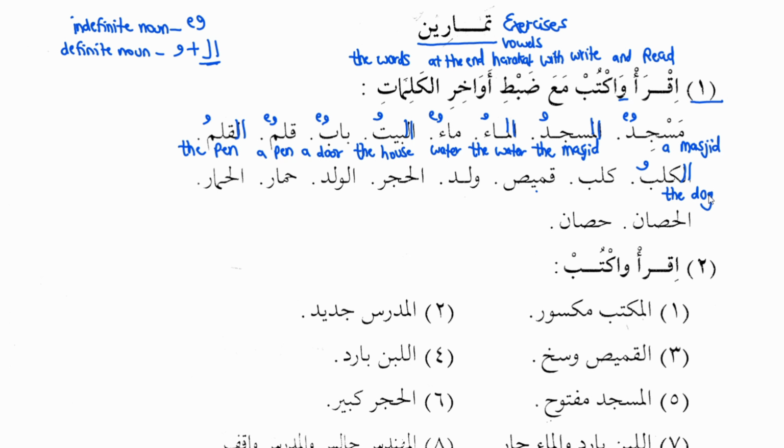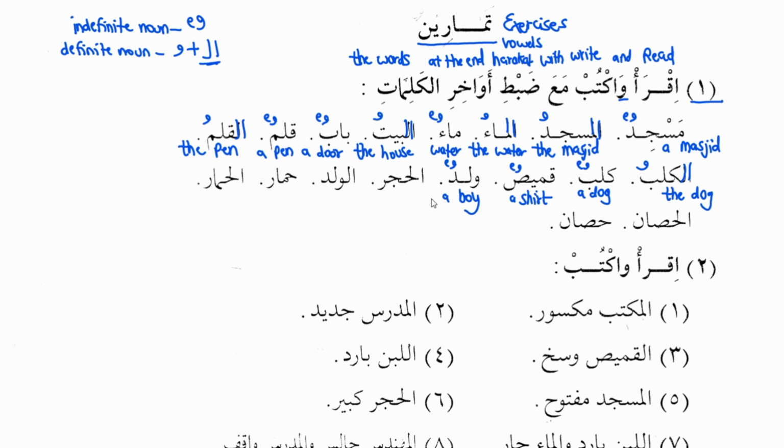Next, there is no alif lam, so we'll put dhammatan at the end. So this will be kalbun. Kalbun meaning a dog. Al-kalbu, the dog. Kalbun, a dog. Next, there is no alif lam, so we'll put dhammatan at the end, and this will be qamisun. Qamisun meaning a shirt. Next, there is no alif lam, so we'll put dhammatan at the end. This is waladun. Waladun means a boy.